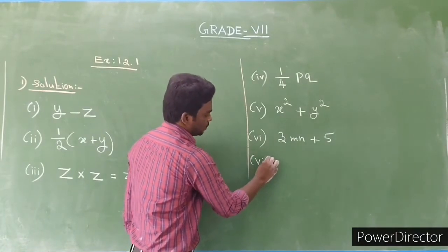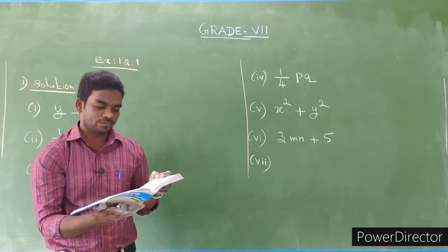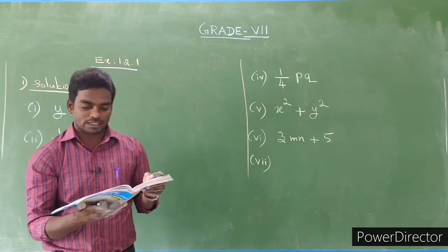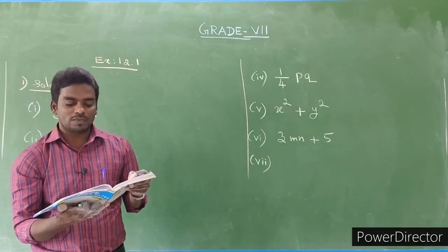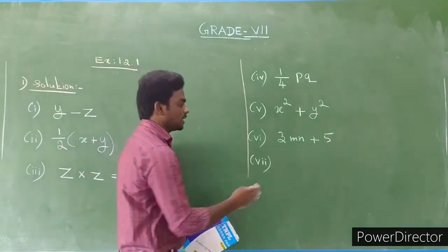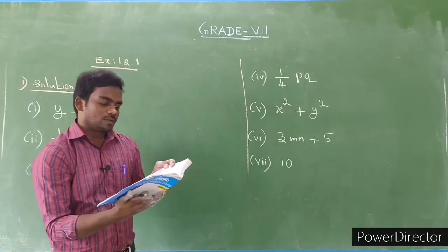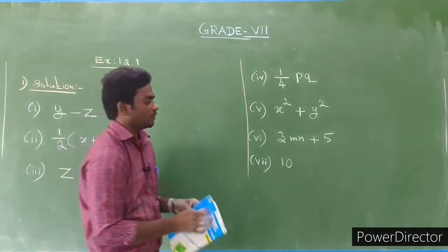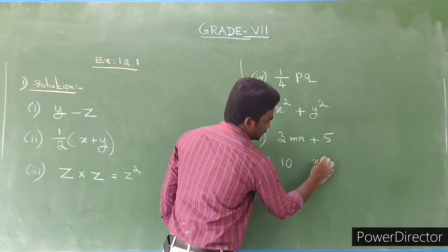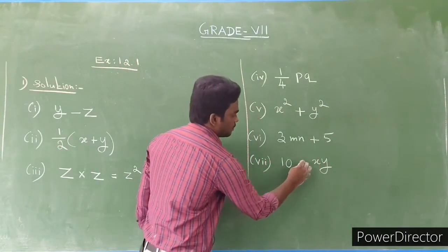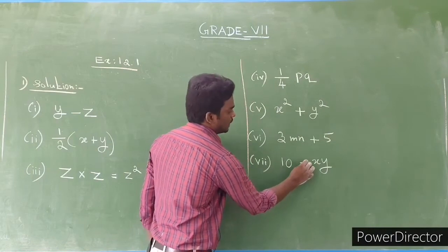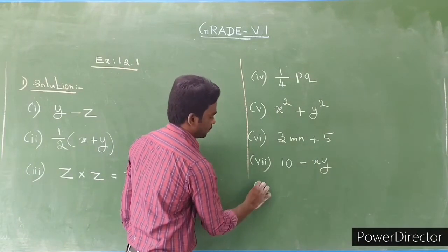How to write the seventh one? The seventh one is the product of numbers x and y subtracted from 10. Subtracted from 10 means we first write the number 10. The product of the numbers x and y is subtracted from the number 10. So 10 minus xy.